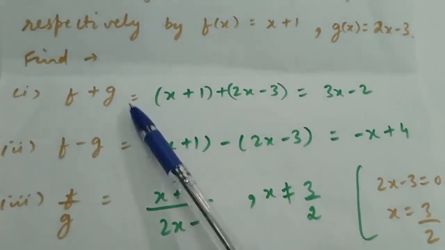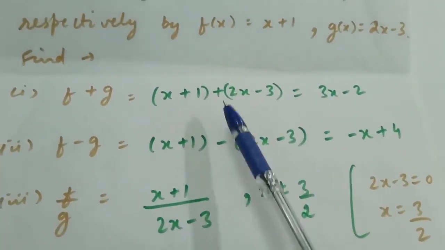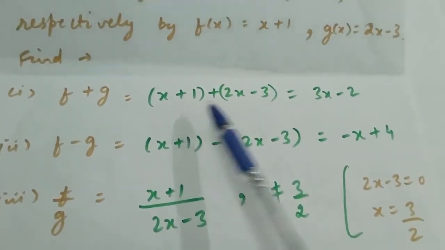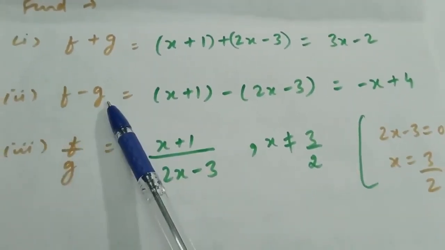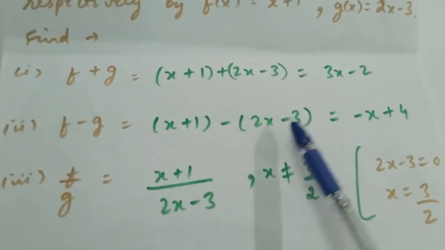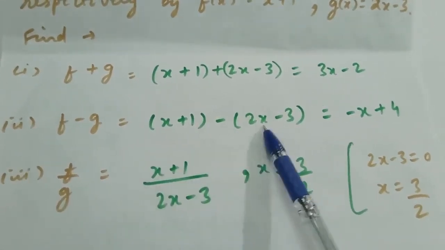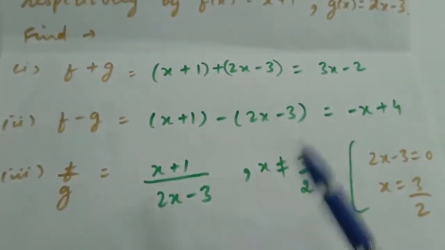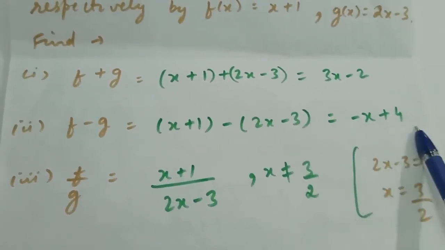So to find the sum of two functions, just add those functions. So f(x) is x plus 1 plus g(x) is 2x minus 3. Adding them, you'll get the answer 3x minus 2. Now f minus g will be the function f(x) minus the function g(x). When you solve it, x minus 2x will be minus x, and plus 1, and minus minus becomes plus also. So plus 1 plus 3 will be plus 4.